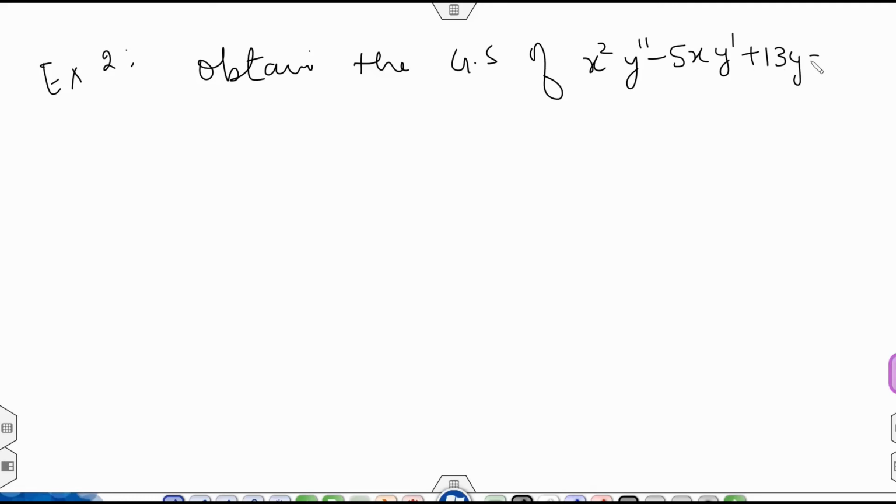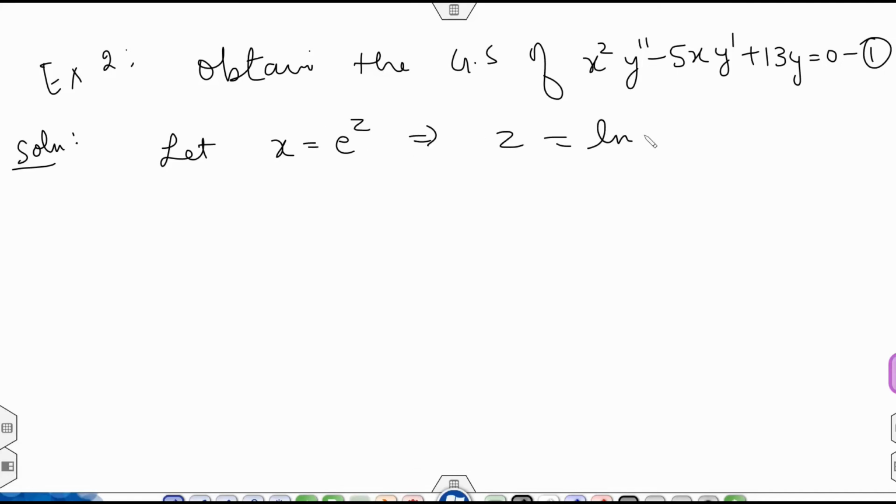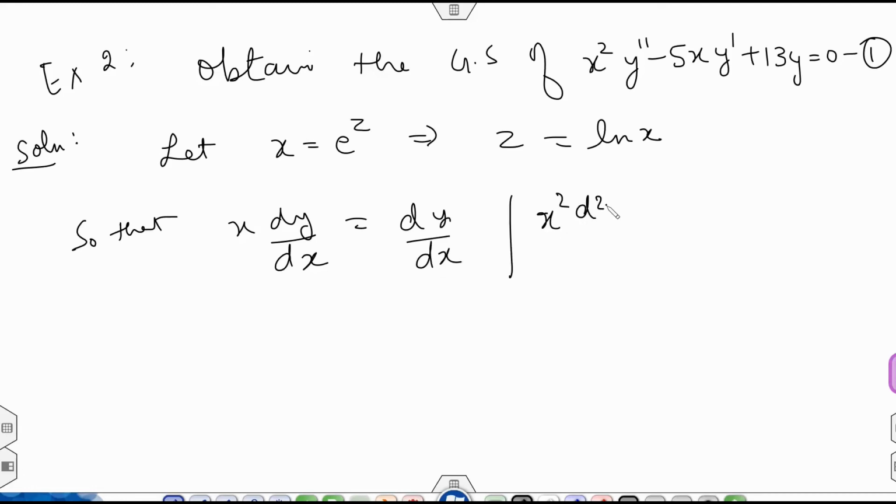I'll again call this equation number 1. For solving this, you have to make the substitution x equals e to the power z, and this implies that z is equal to ln x. We have already proved how we get all this, and x square d square y by dx square comes out to be d square y by dz square minus dy by dz.